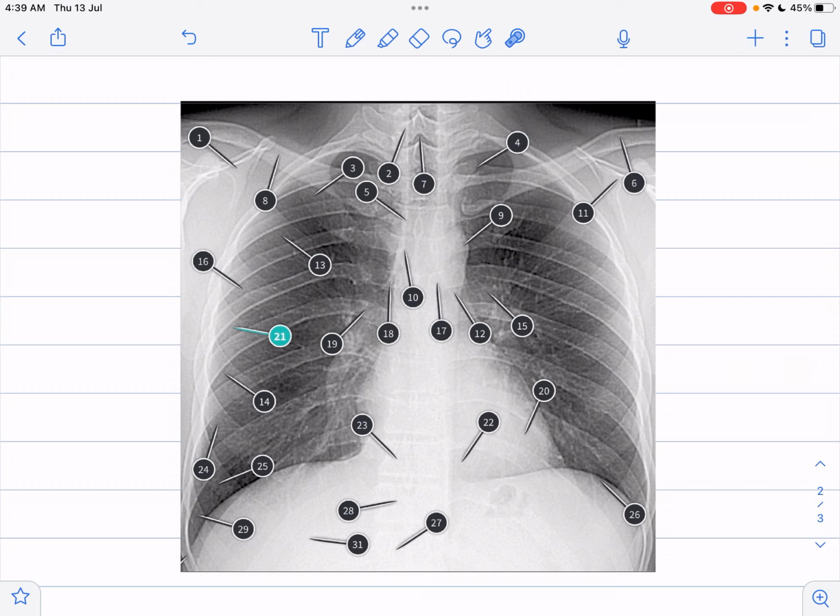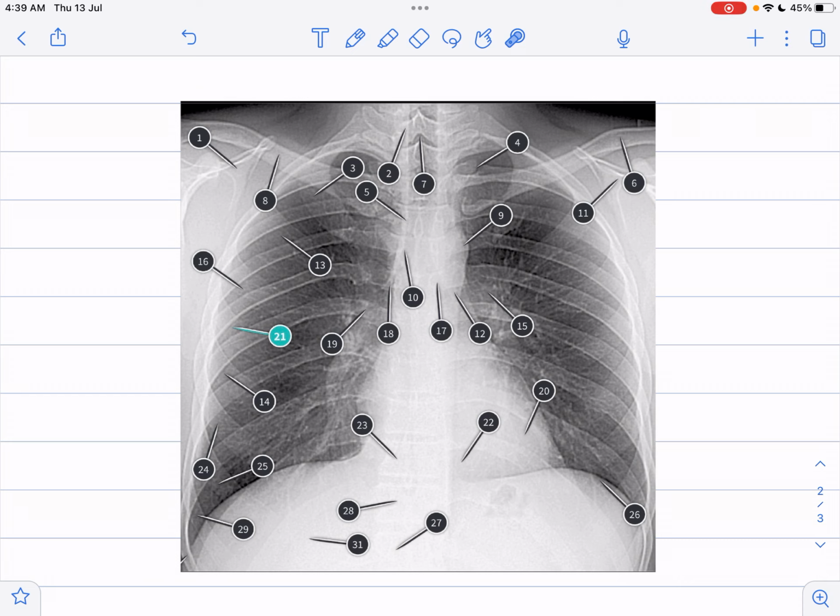Similarly, this one was the first thoracic vertebra. Then this is going to be the first rib. This is the first rib. This is the second rib, third rib, fourth rib, fifth rib, sixth rib. Similarly, like that. So these are the shadows.